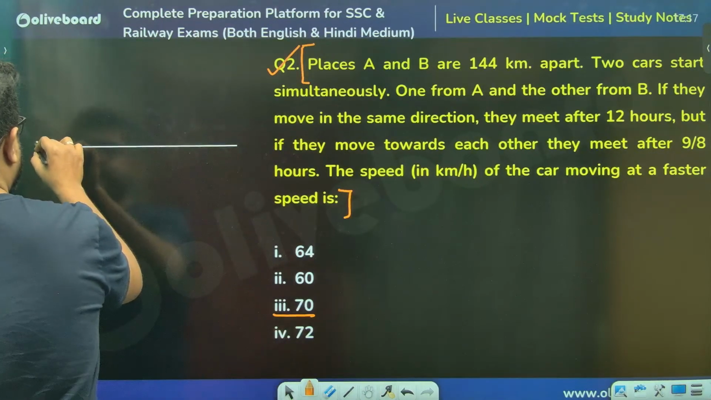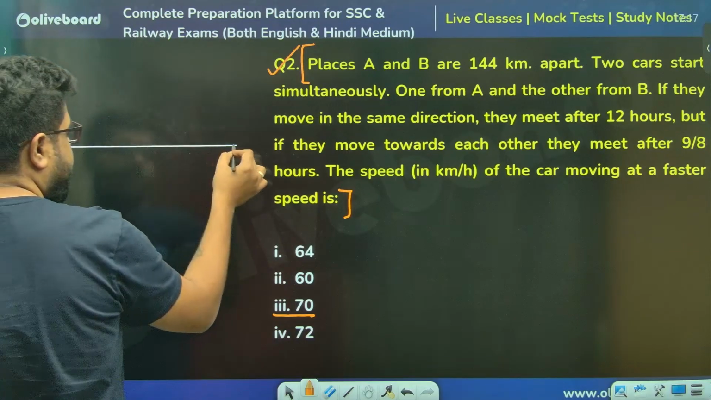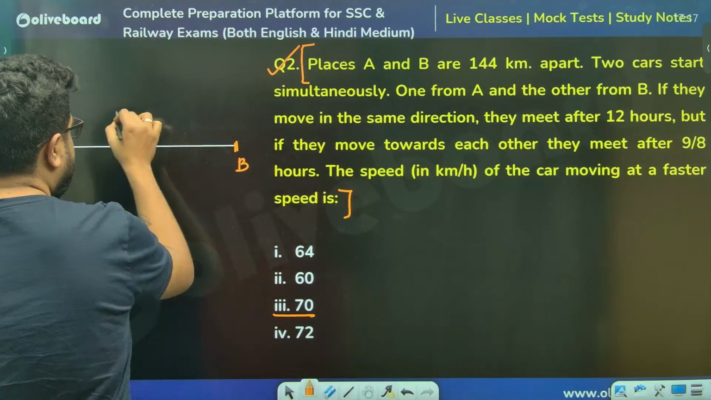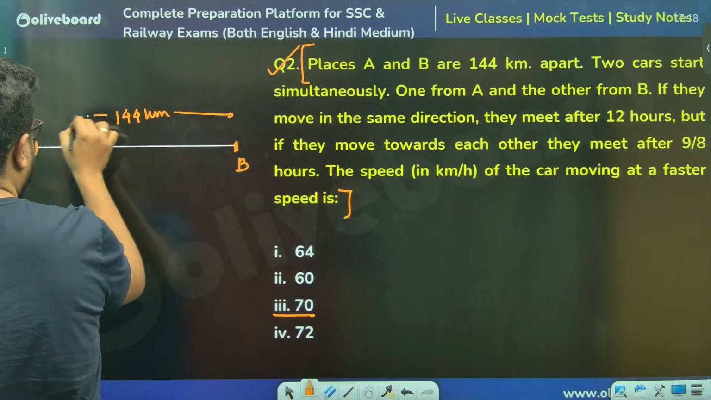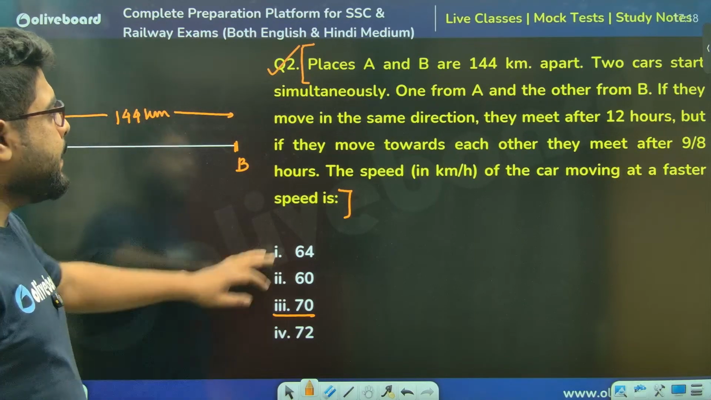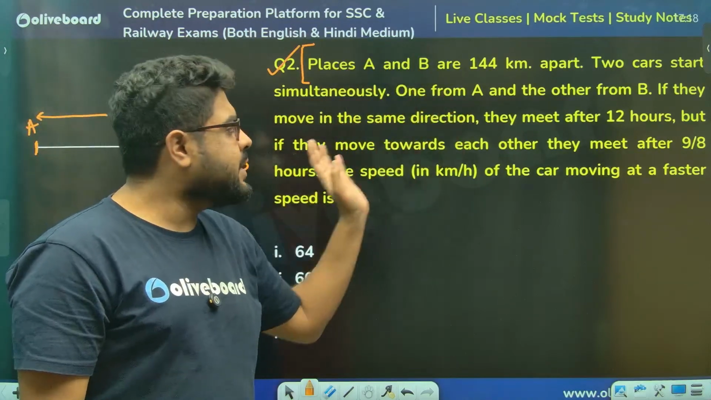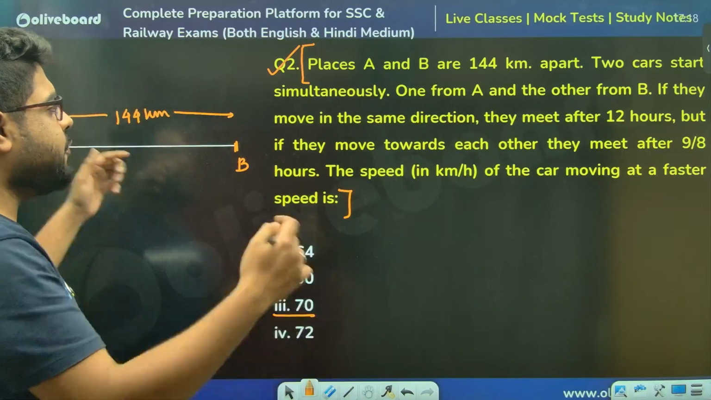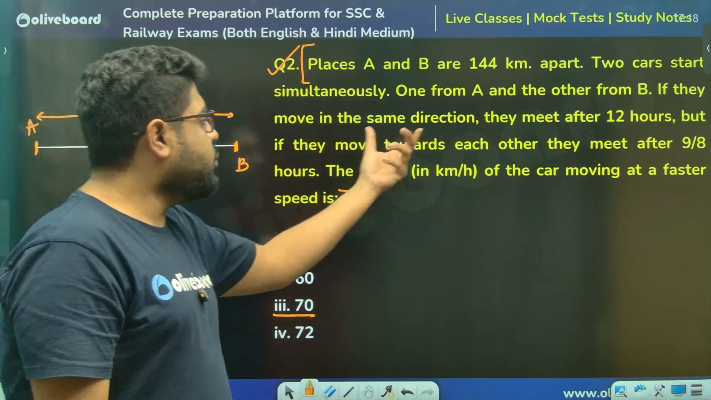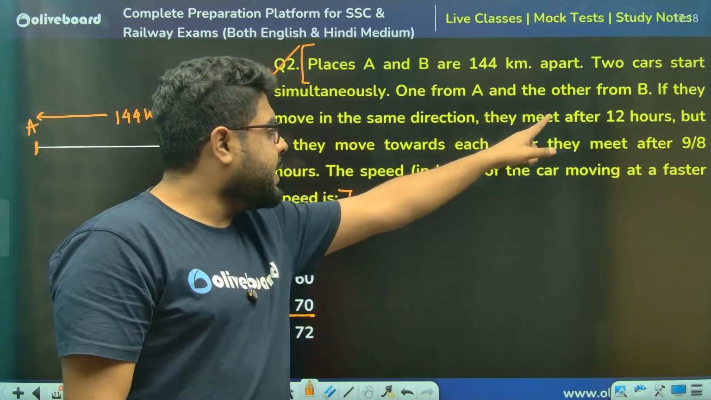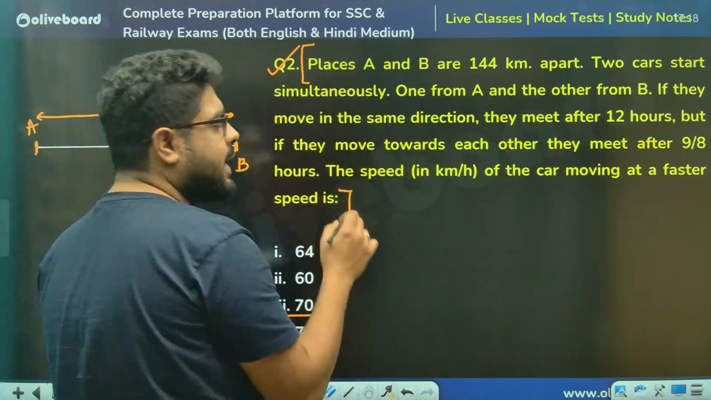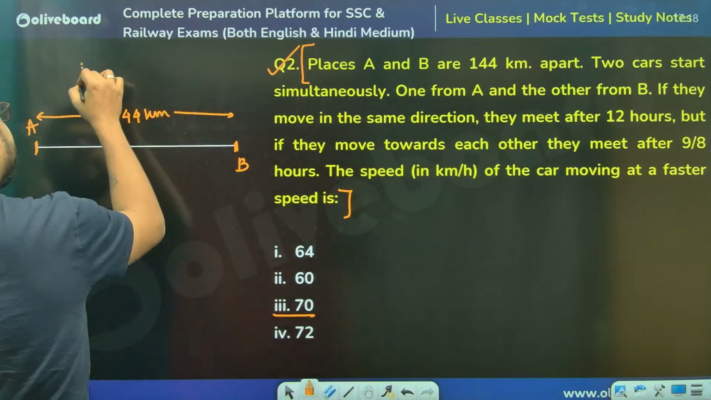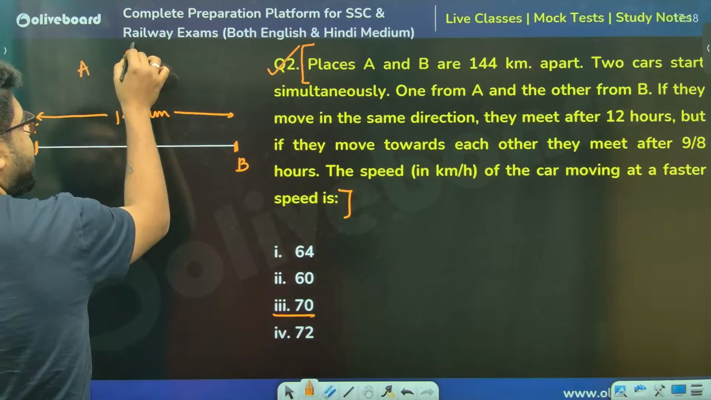So there are two places, sir, A and another place B. They are 144 kilometers from each other, sir. Correct? Now, two cars start simultaneously, one from this, one from this. So they are moving. Now, two things. They can move in the same direction. They are meeting after 12 hours. Sir, I don't know the speed of the cars. Car A's speed I'm taking A, B's speed I'm taking B.